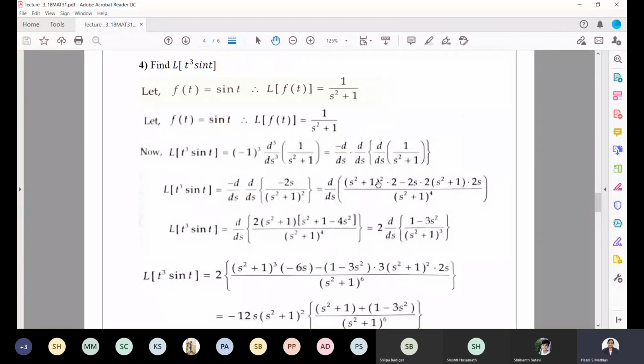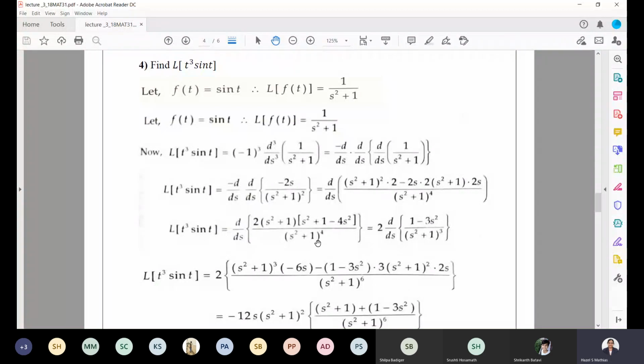So s square plus 1 term will be remaining, and if you take s square plus 1 here and 1 2, what will remain? 2s into 2s, that will be 4s square. We have taken outside 2 into s square plus 1. So if you take 2 into s square plus 1, here one s square plus 1 will remain, here 2s into 2s, that is 4s square will remain, and the denominator as it is.